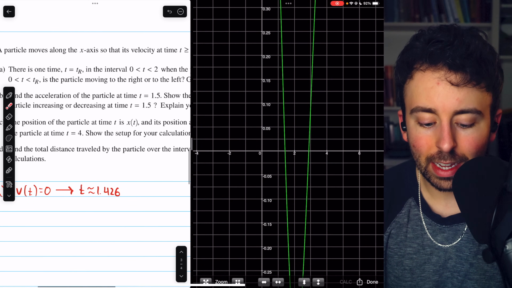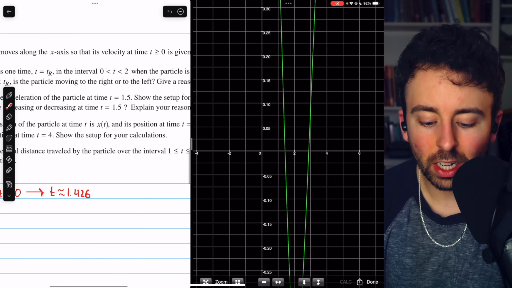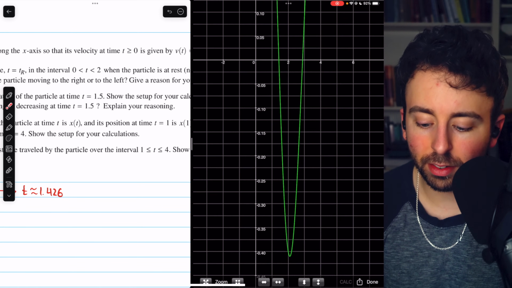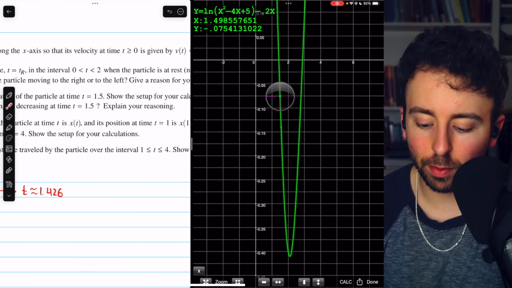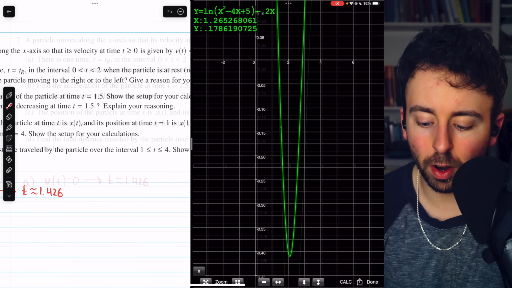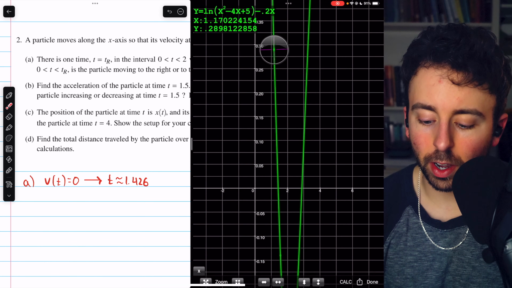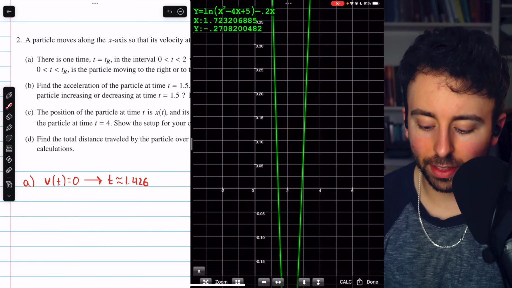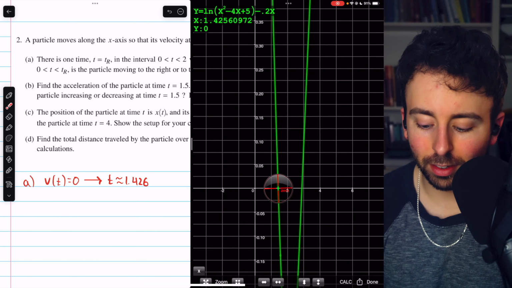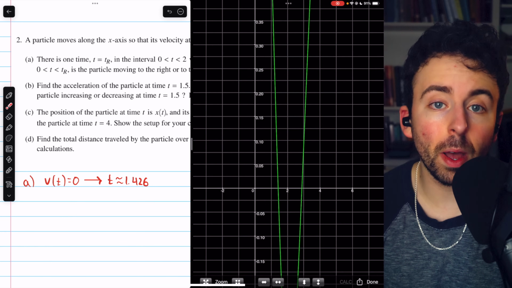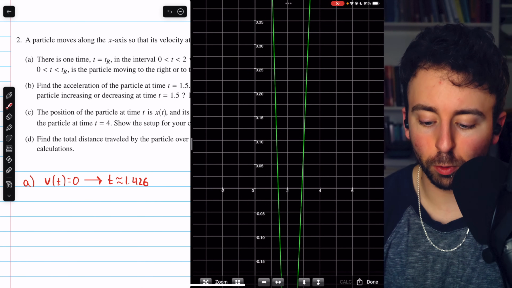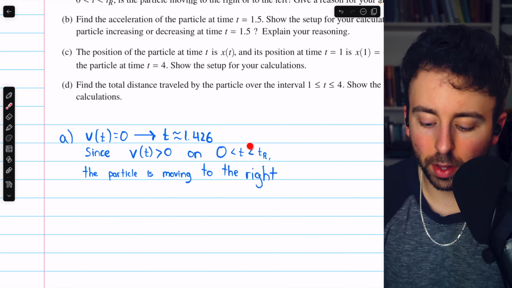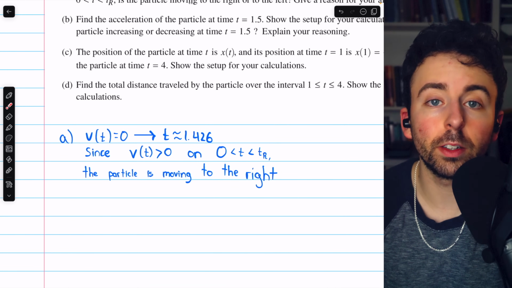Then for part A, we're also asked, between t equals 0 and this time when the particle is at rest, is the particle moving to the right or to the left? Looking at the graph, we can see that this velocity function is positive the entire time between 0 and this time when it is at rest. So since the velocity function is positive, the particle is moving to the right on this interval. And there's our answer.